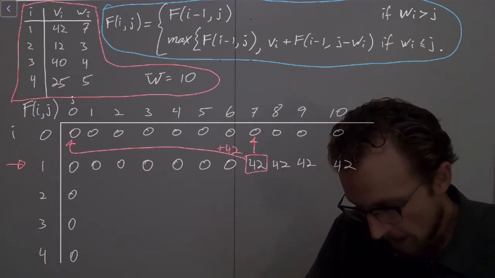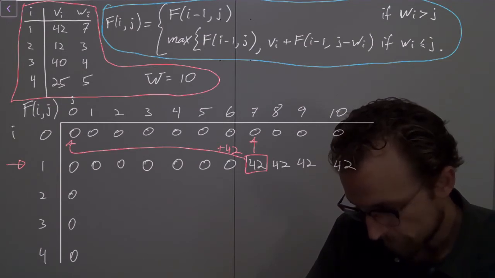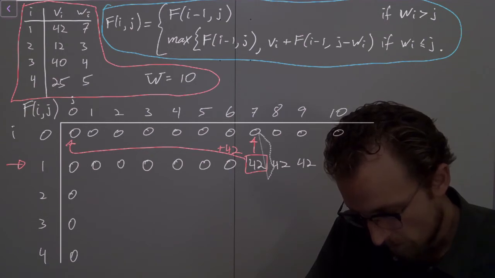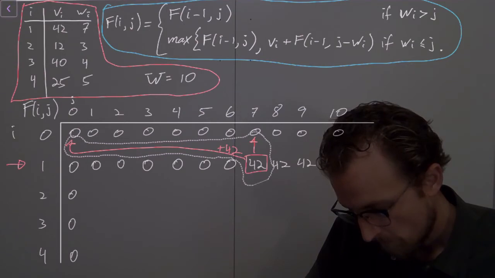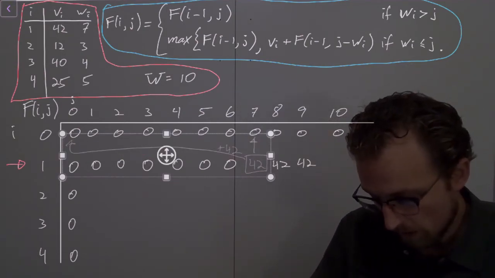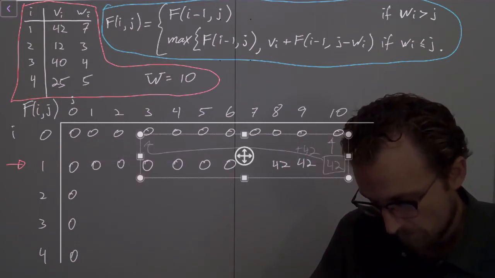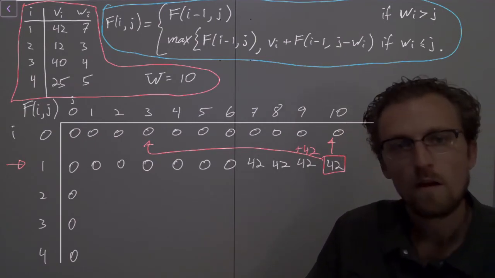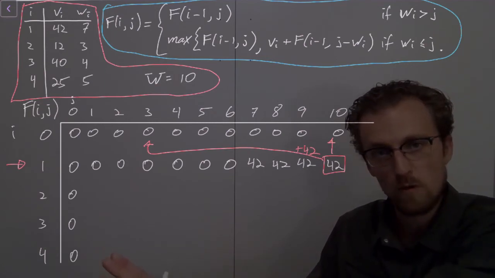So let me see if I can actually, this would be delightful, select those. Sure I can. Right, so what I'm doing when I calculate each one of these 42s is this. Okay, so what does this mean? Well, for each of the 42s, I am stepping to the left 7 columns and then moving 1 up.